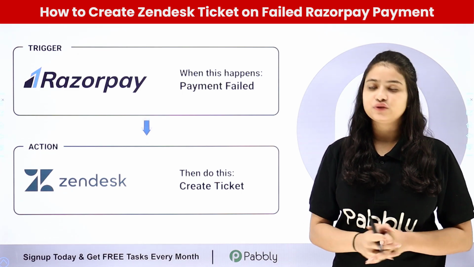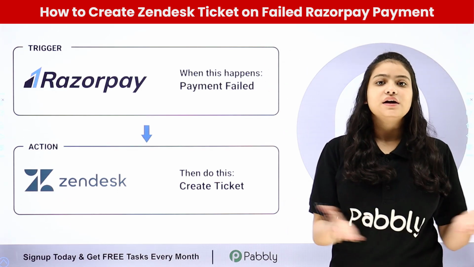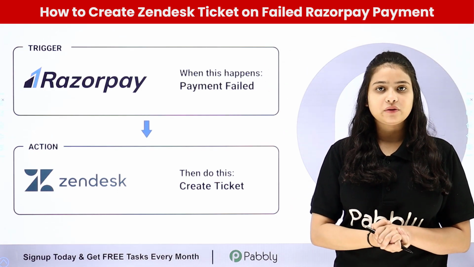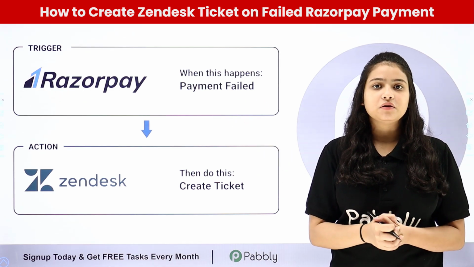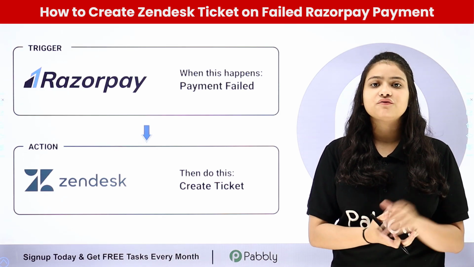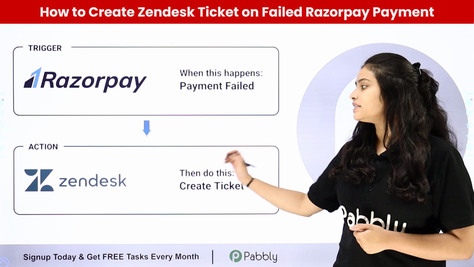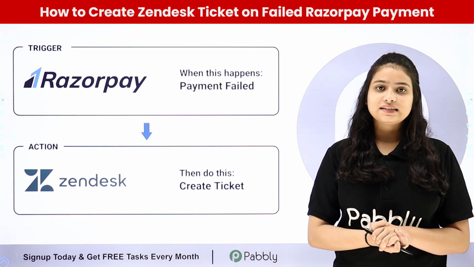In this video, we are going to learn how to create a Zendesk ticket on failed Razorpay payment. So I am selling my products with the help of the payment gateway, that is Razorpay, and I want that whenever a customer makes a payment and the payment fails due to any reason, I want to create a ticket for that failed payment with the customer inside Zendesk, which is an issue management software. So how are we going to automate this entire process?